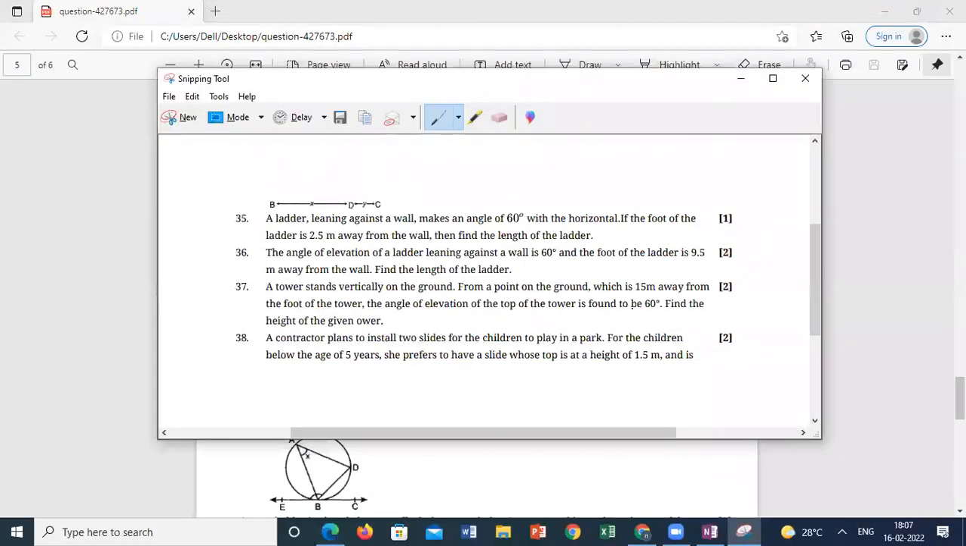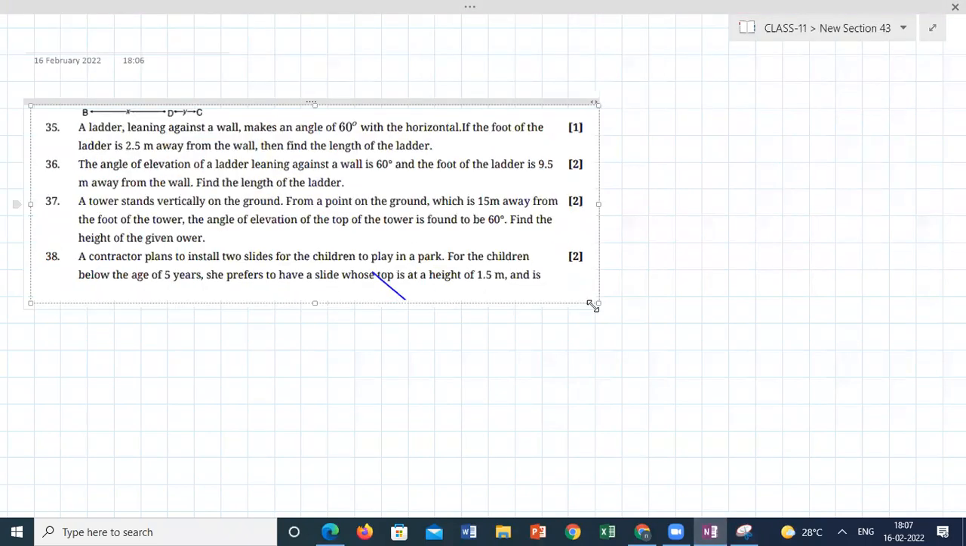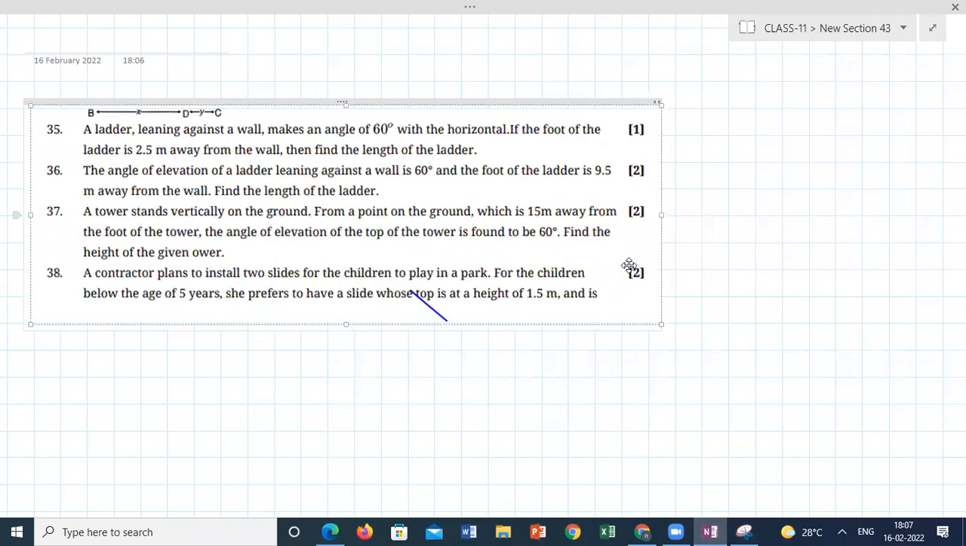These 3 questions I am taking. You'll start solving these 3 questions. Anyone can explain the first question, what it says? Friends, please respond. Here, depicting the diagram is very important. For a given situation, drawing the diagram is very important.